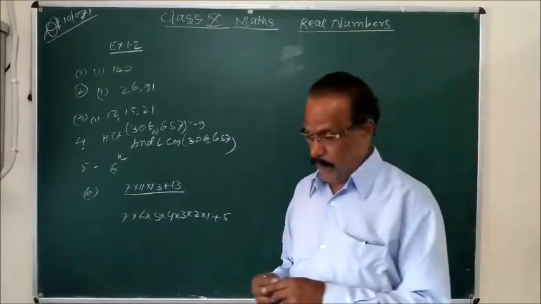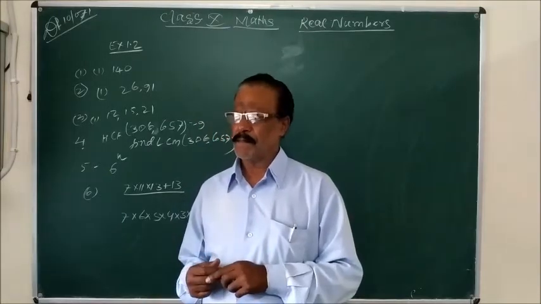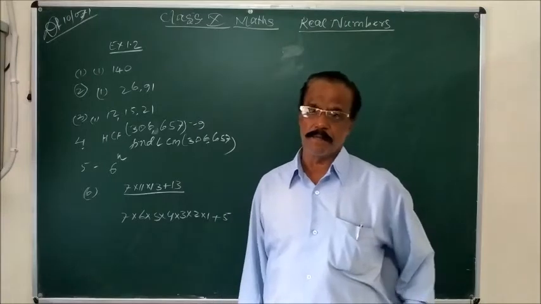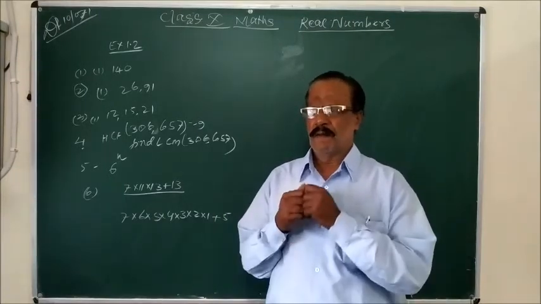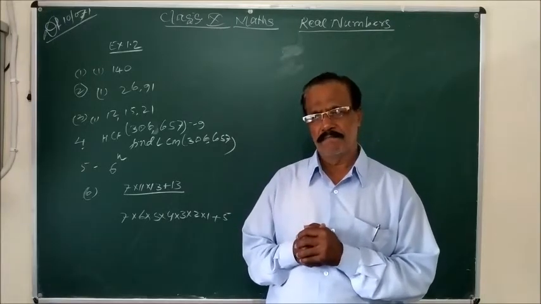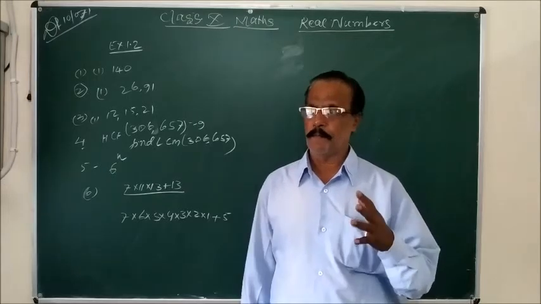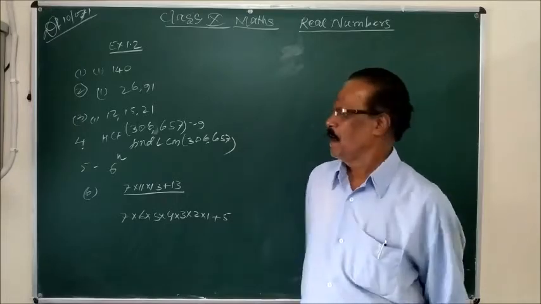I am once again reminding you, in the real numbers chapter, Euclid's division lemma has been removed by CBSE. So you will avoid exercise 1.1, and you have to solve the questions of 1.2, 1.3 and 1.4.